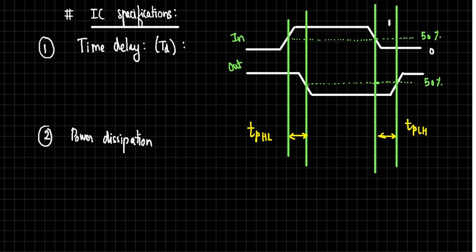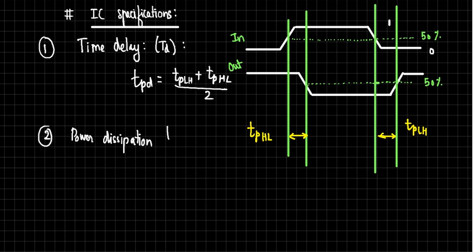These delays are specified at 50% of logic 0 and logic 1. That way you are not doing any injustice to logic 0 or logic 1, you're taking both. So the total delay is usually (TPLH plus TPHL) by 2.